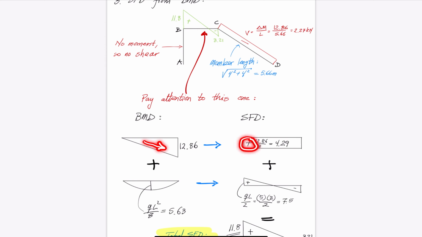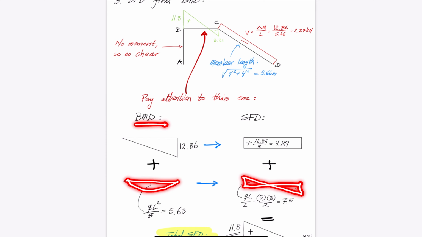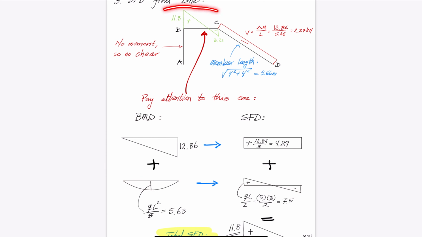The shear force diagram corresponding to the qL²/8 parabola is this double triangle shape, as we know from the basic case of a simply supported beam. That means the final shear force diagram for the horizontal beam BC looks like this. The shear force diagram for the inclined member CD is relatively easy to determine if we have watched the previous videos and recognize that there is no load acting along this member.